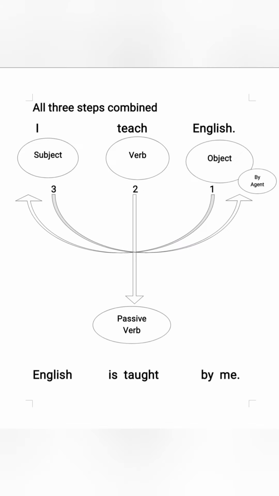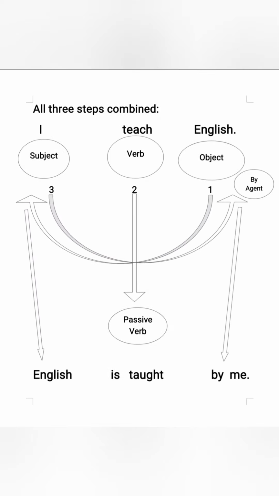Now, the 3 steps combined. The sentence in active, I teach English. Object will become subject. Active verb will change to passive verb, be plus third form of main verb, and the subject will become by agent. In this sentence, English is the object. It will become subject, take the position of subject. Teach is the main verb. It will become passive, is taught, and I becomes by agent, by me. Therefore, the passive is English is taught by me.